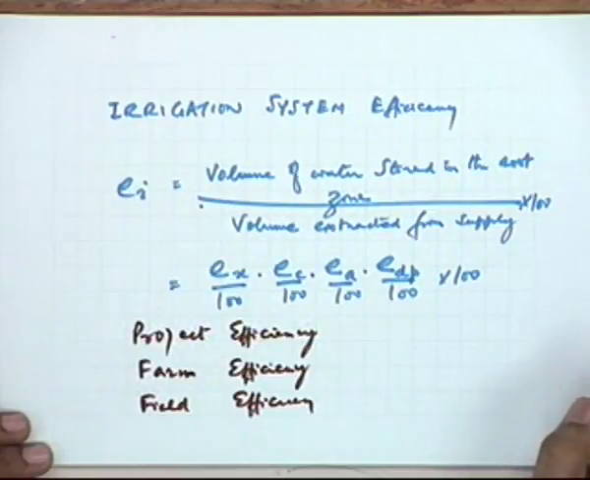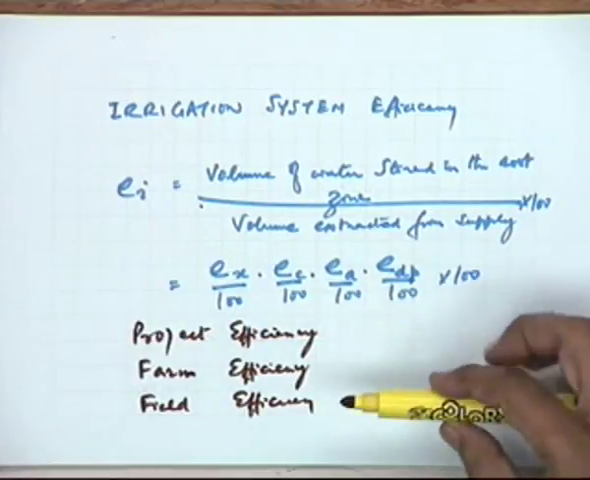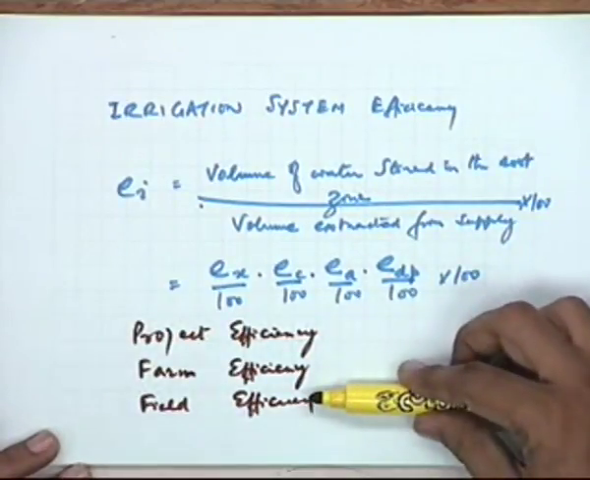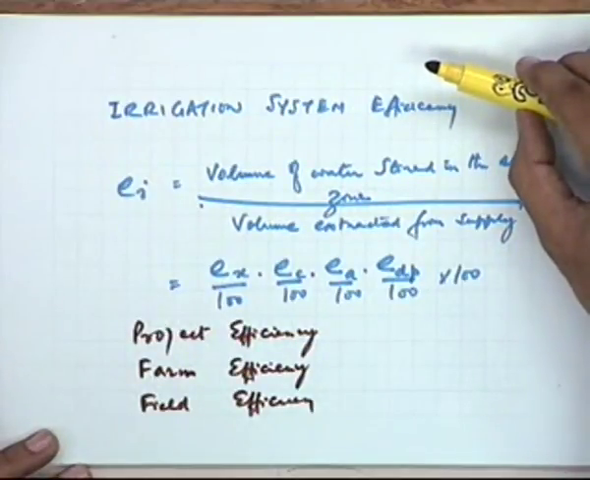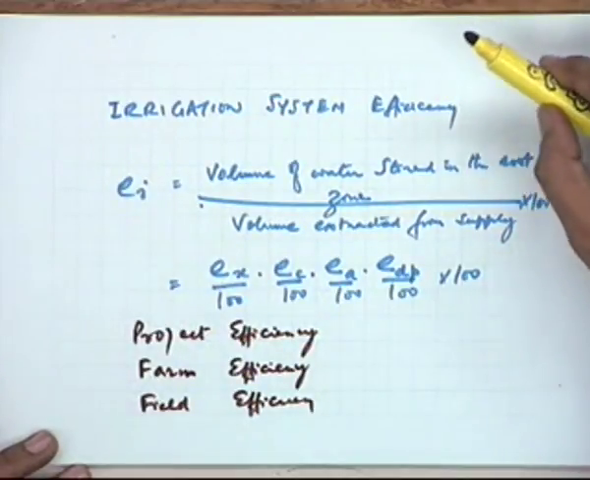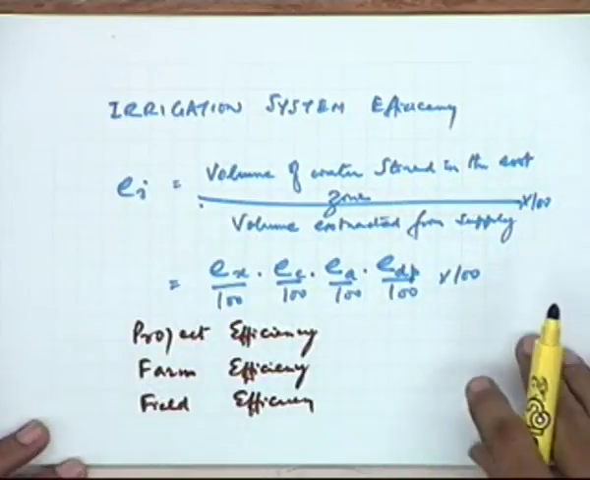then it will be termed the field irrigation efficiency. So it is a question of which level I am talking about. Accordingly, the irrigation system efficiency can be defined, and it will include all those. It will be an overall efficiency from that point onward, or with respect to that point of your interest. Okay.